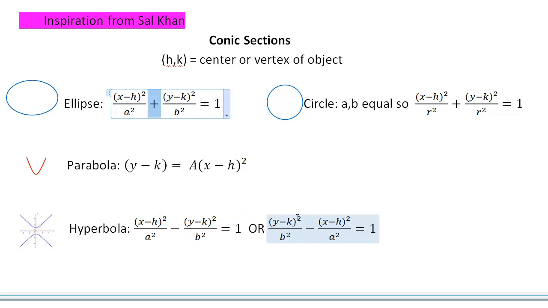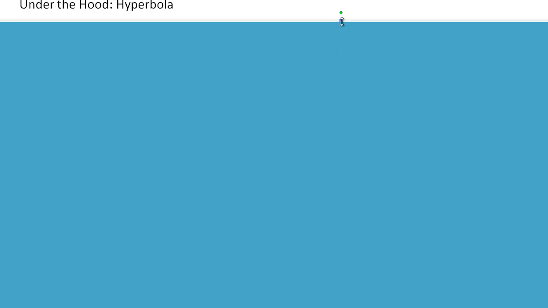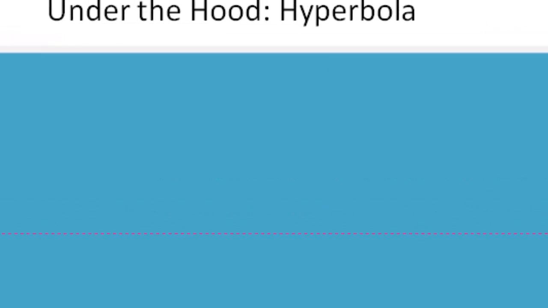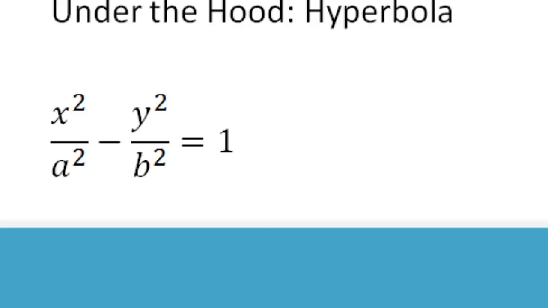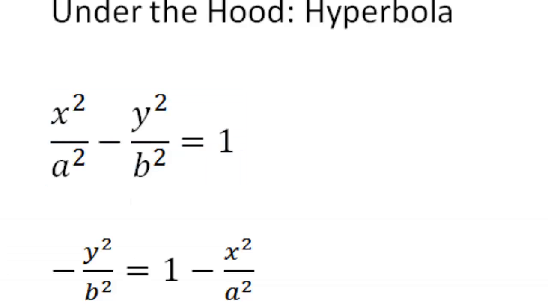And that's going to be because of the core difference, that the ellipse is a set of points that represents the sum of the distance from the two foci. The hyperbola is the set of points that represents the difference of the distance between the two foci. So let's go under the hood with a hyperbola. And we'll take that equation, x squared over a squared minus y squared over b squared equals 1. And this is a simple hyperbola with its center at the origin. And we're going to try to solve that for y.